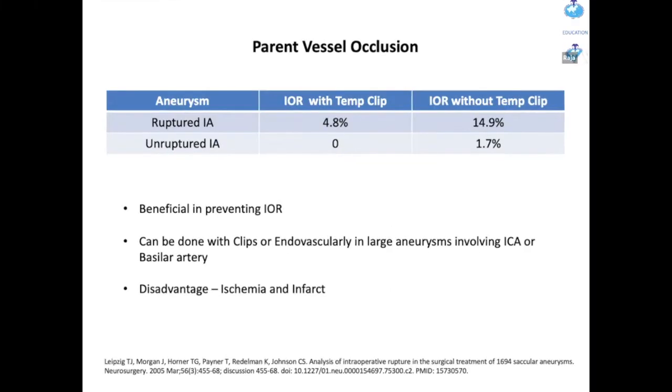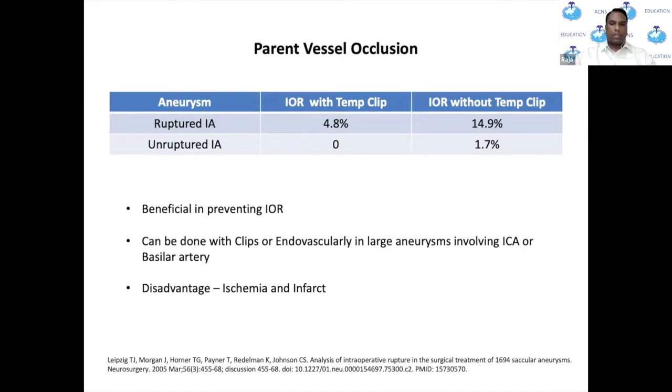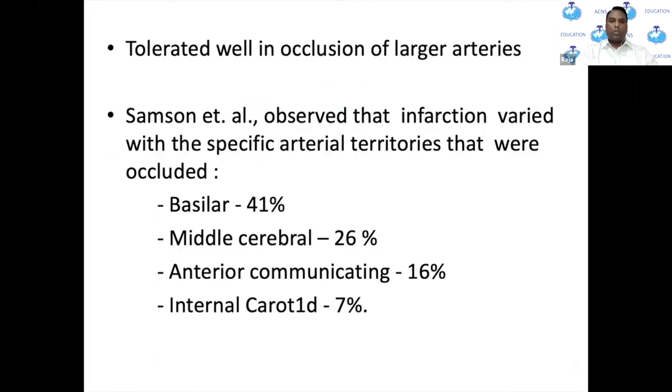This is another article in which they have mentioned how temporary vessel occlusion can prevent intraoperative ruptures, and they have noted that with temporary clips in cases of ruptured and unruptured aneurysms, you can decrease the rate of intraoperative ruptures, and without it, the rupture rate is more. So temporary vessel occlusion is tolerated well in occlusion of larger arteries.